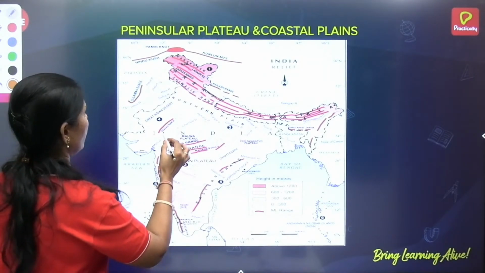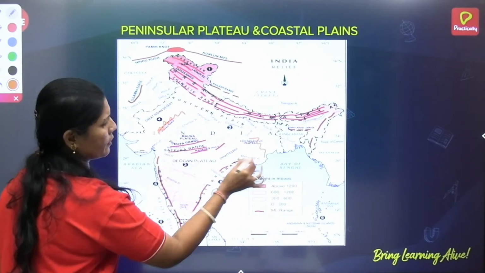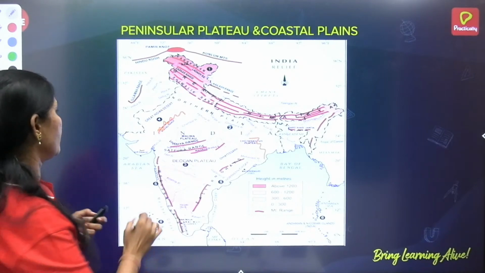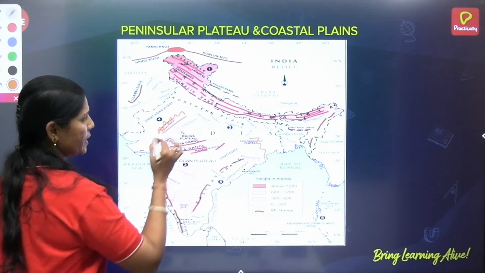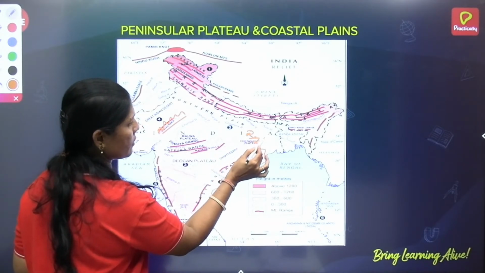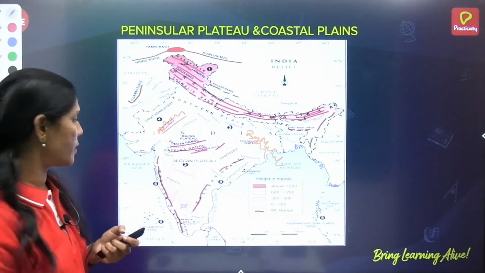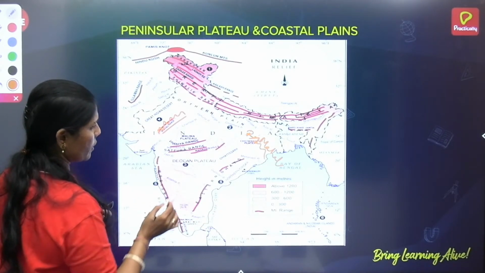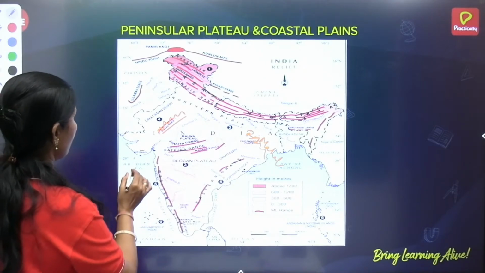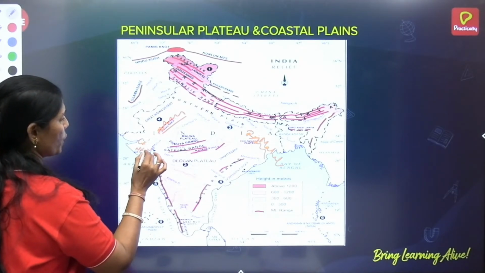Can you identify these hills? This is Aravallis. These are Rajmahal hills. And Gir range in Gujarat is one of the important features.